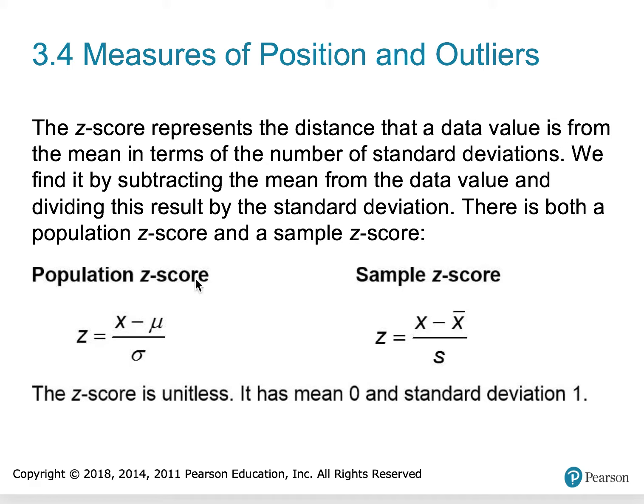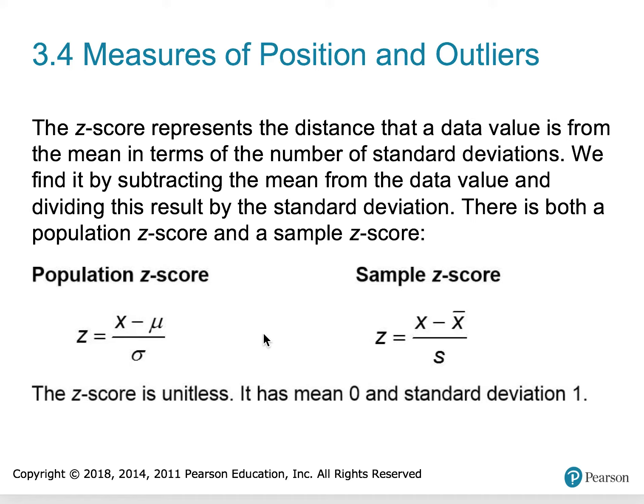We have a population and a sample z-score. Of course, that just means which mean and standard deviation are you using, but it's the same process. Now, if a data value is larger than the mean, the z-score is positive. If the data value is smaller than the mean, the z-score is negative. If the data value equals the mean, what do you think that means? Yeah, the z-score is 0.